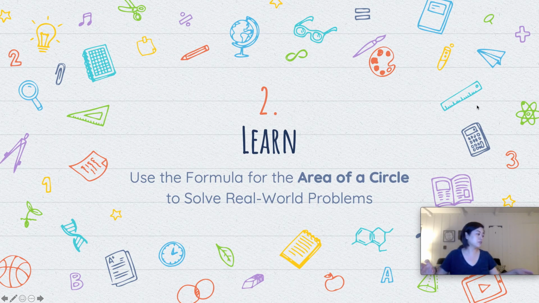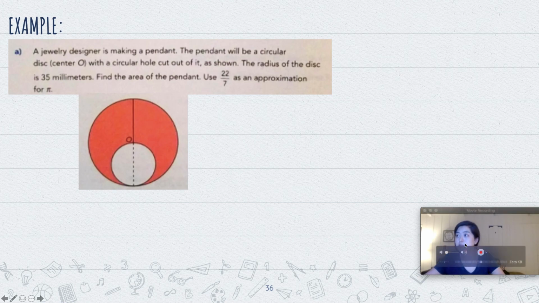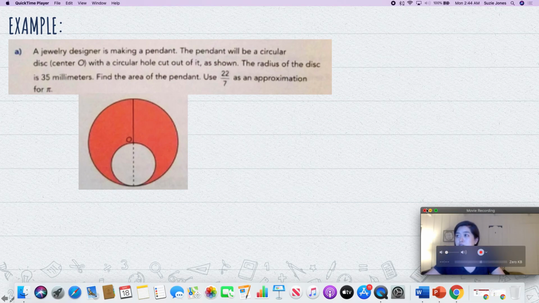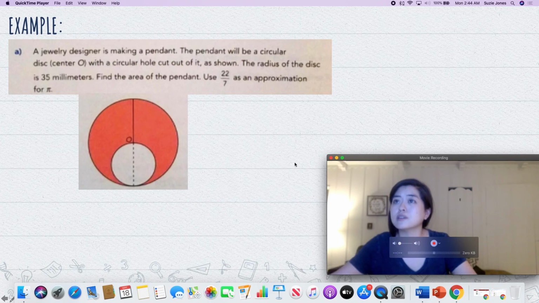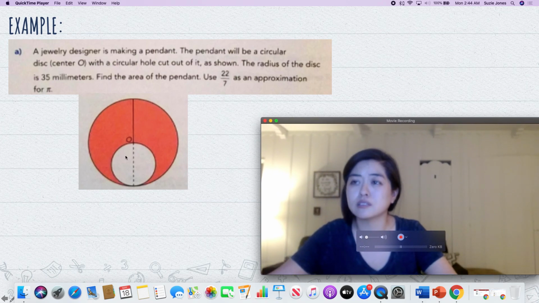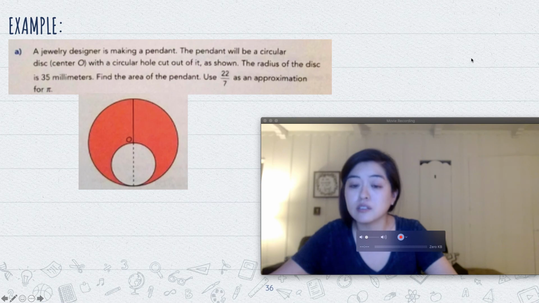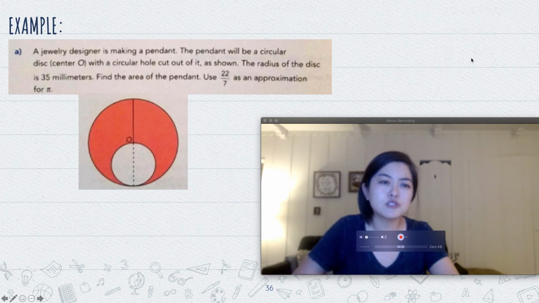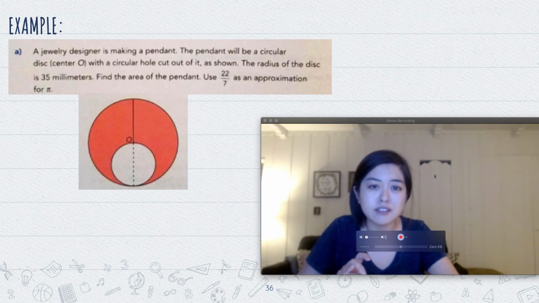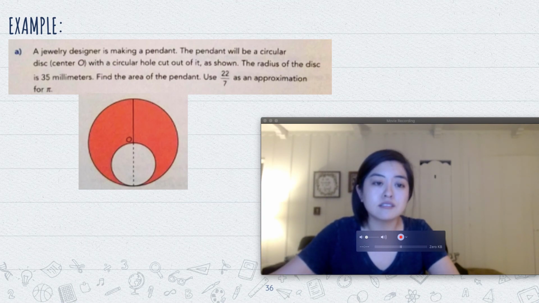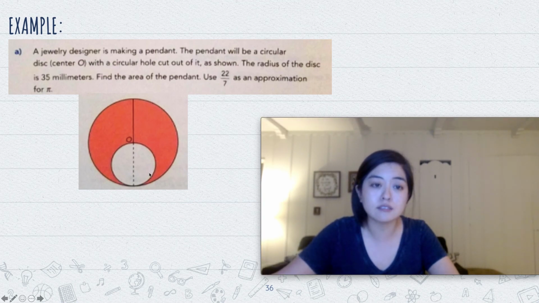So now we're going to use a formula for the area of a circle to solve real world problems. And let's look at this example. We're going to do the area now. I'm going to just make my video screen a tad larger so you guys can see. Okay. So it says a jewelry designer is making a pendant. The pendant will be a circular disc, center O. Okay, so that's the pendant with the circular hole cut out of it. Okay, so that's the cutout hole.